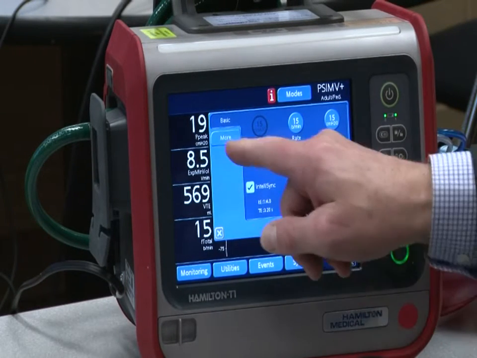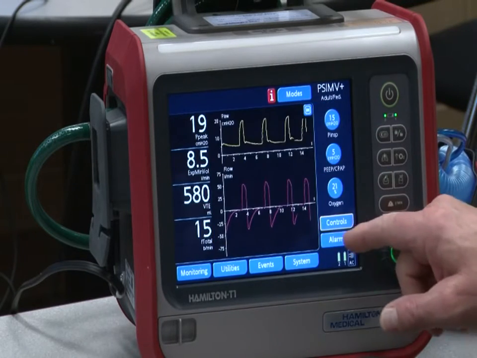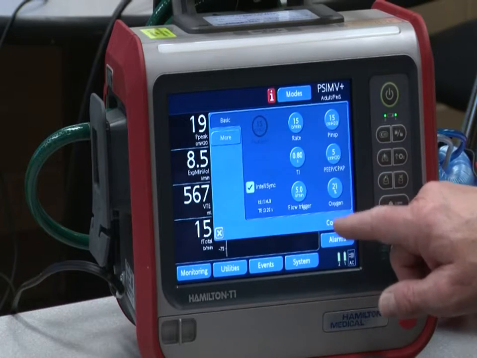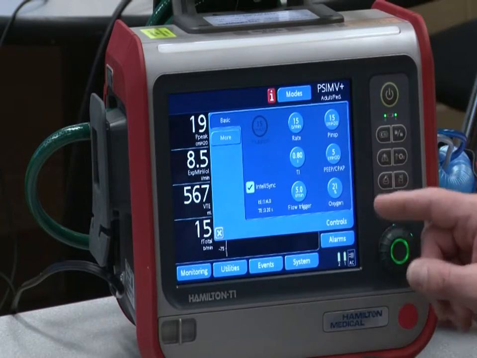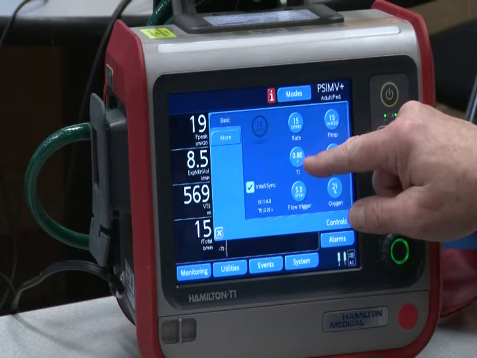Okie doke. And then you have the same controls, the P-ramp and the ETS as well. One other thing that's a little more complicated in thinking is the way that PSIMV plus works: if the patient doesn't breathe above that rate, that rate and that inspiratory time will be implemented.